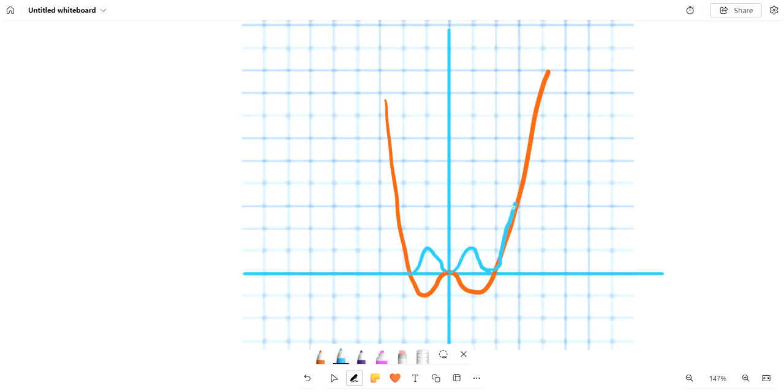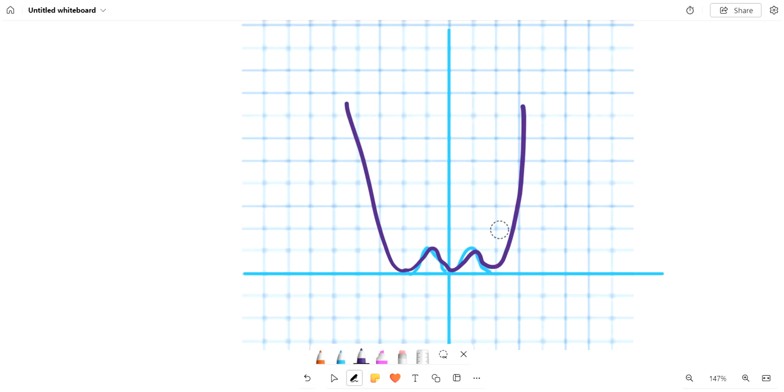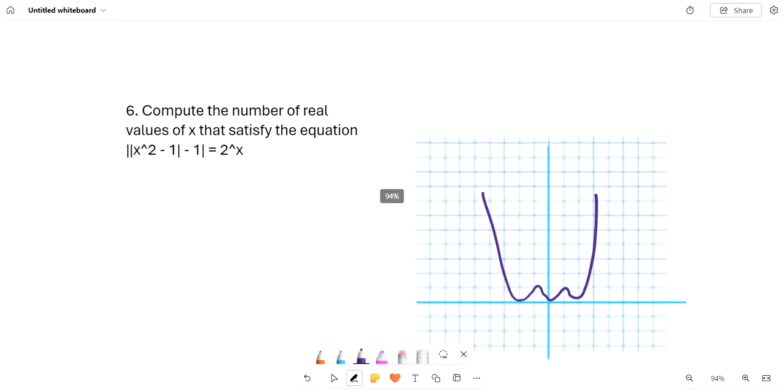And then you create it like that. So it would just be something like this. So that's the graph of x squared on this side.